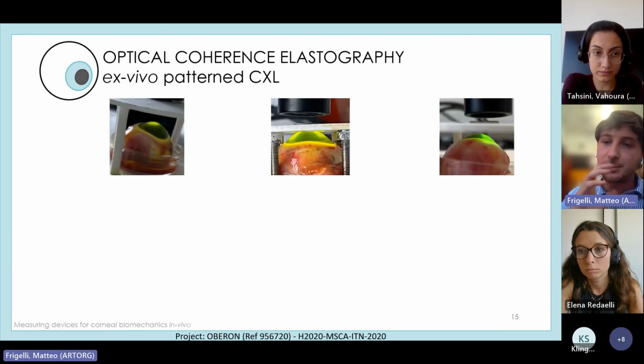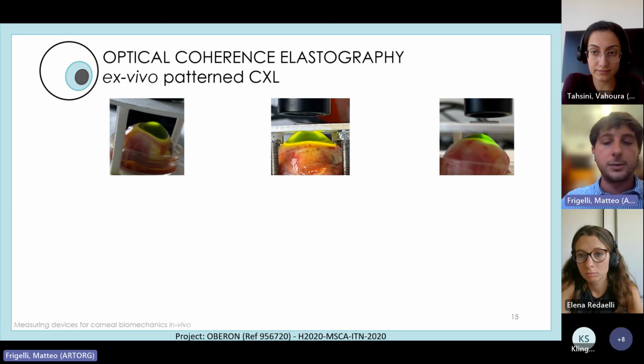I'm going to show you some ex vivo results before and then the application of these techniques in vivo. I chose these ones because they really show how good optical coherence elastography is in localizing the mechanical changes in the corneal properties. So what we did, we applied some pattern cross-linking on the cornea, so we controlled where to apply the cross-linking. Since we know cross-linking stiffens the cornea, it changes its mechanical properties, so applying a localized cross-linking gave us the possibility to know where the mechanical properties changed.